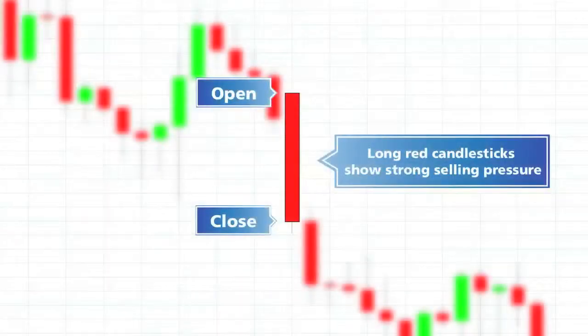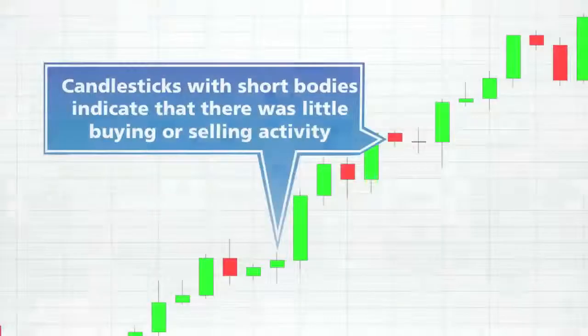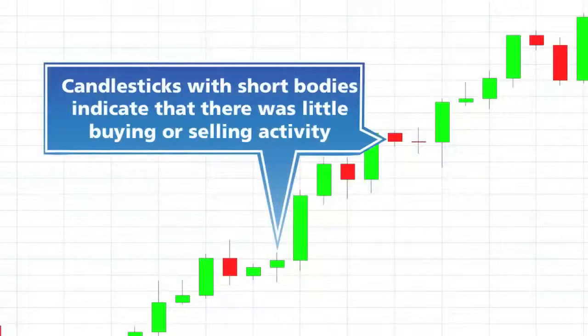Long red candlesticks show strong selling pressure. The longer the red candlestick, the further the close price is below the open price. This indicates that prices fell considerably from the open to close and the sellers were in control during this period. Candlesticks with short bodies indicate that there was very little buying or selling activity in the time frame selected, or the buyers and the sellers effectively cancelled each other out.